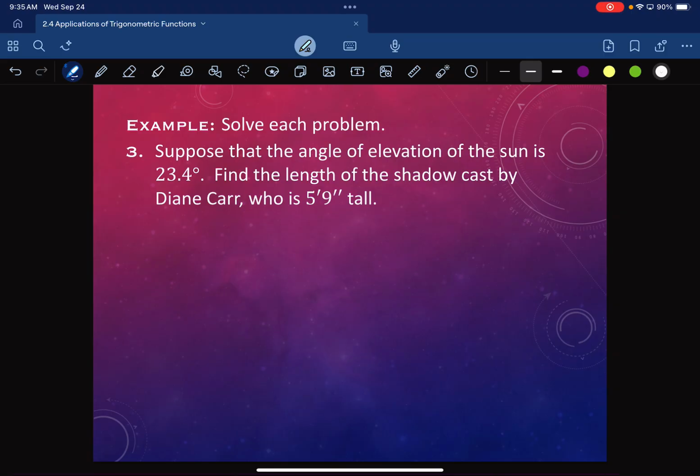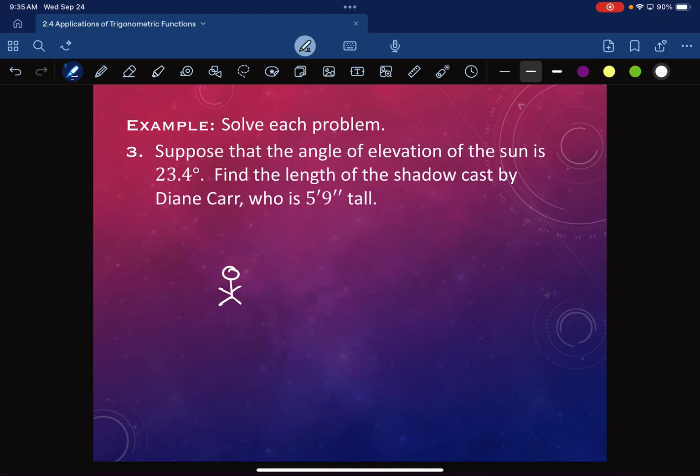And it begs for a picture, does it not? Okay, so we've got Diane Carr. This is me drawing a person. It's about as good as it's going to get. I do not draw well. So that's Diane Carr. She has a height. She's 5 feet 9 inches. We're going to have to deal with that in a moment. She's got a shadow cast.